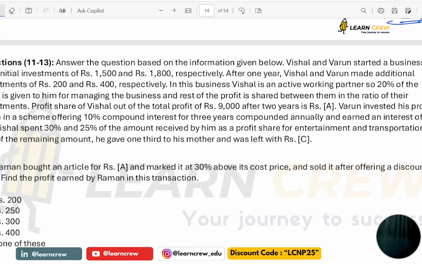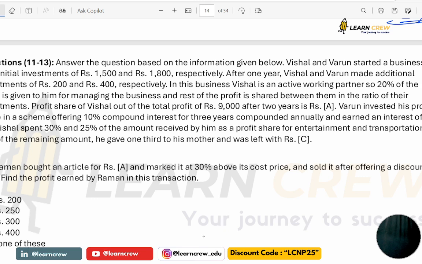Varun invested his profit share in a scheme offering 10% compound interest for 3 years, compounded annually, and earned interest of rupees B. Vishal spent 30% and 25% of the amount received by him as profit share on entertainment and transmission. Out of the remaining amount, he gave one third to his mother and was left with rupees C. So please see here.